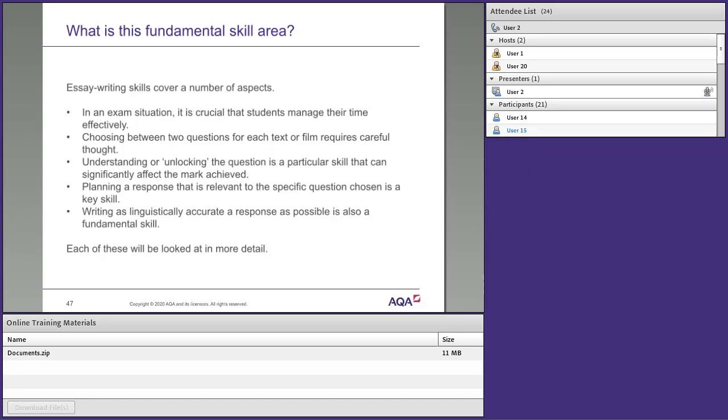So, essay writing skills cover a number of aspects. In an exam situation, it is crucial that the students manage their time effectively. Choosing between two questions for each text or film requires careful thought, and understanding or unlocking the question is a particular skill that can significantly affect the mark achieved. Planning a response that is relevant to the specific question chosen is a key skill, and writing as linguistically accurate a response as possible is also a fundamental skill, and each of these will be looked at in more detail.